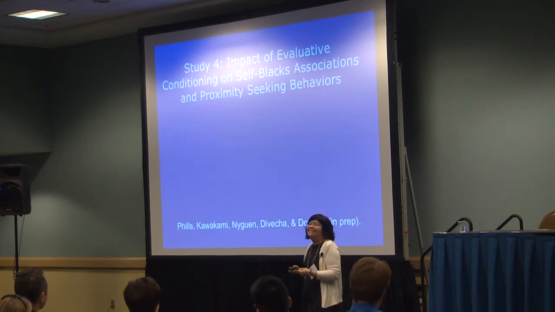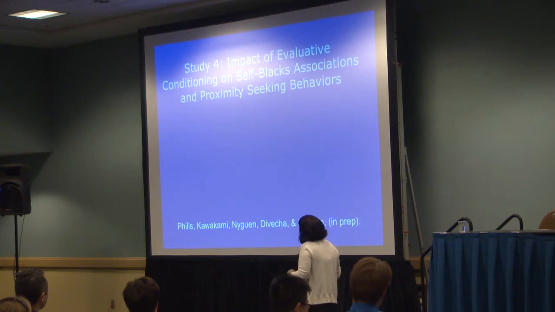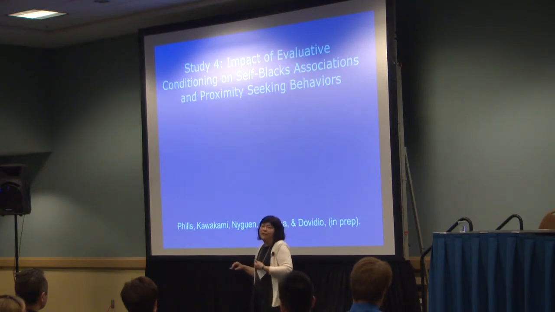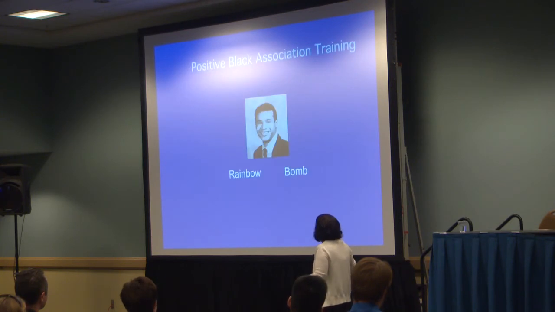What we wanted to look at in study four was the effect of valence conditioning on self-black associations. So the extent to which you increase the positivity towards blacks, you actually learn to associate self more with blacks. And that would actually increase your proximity-seeking behaviors.